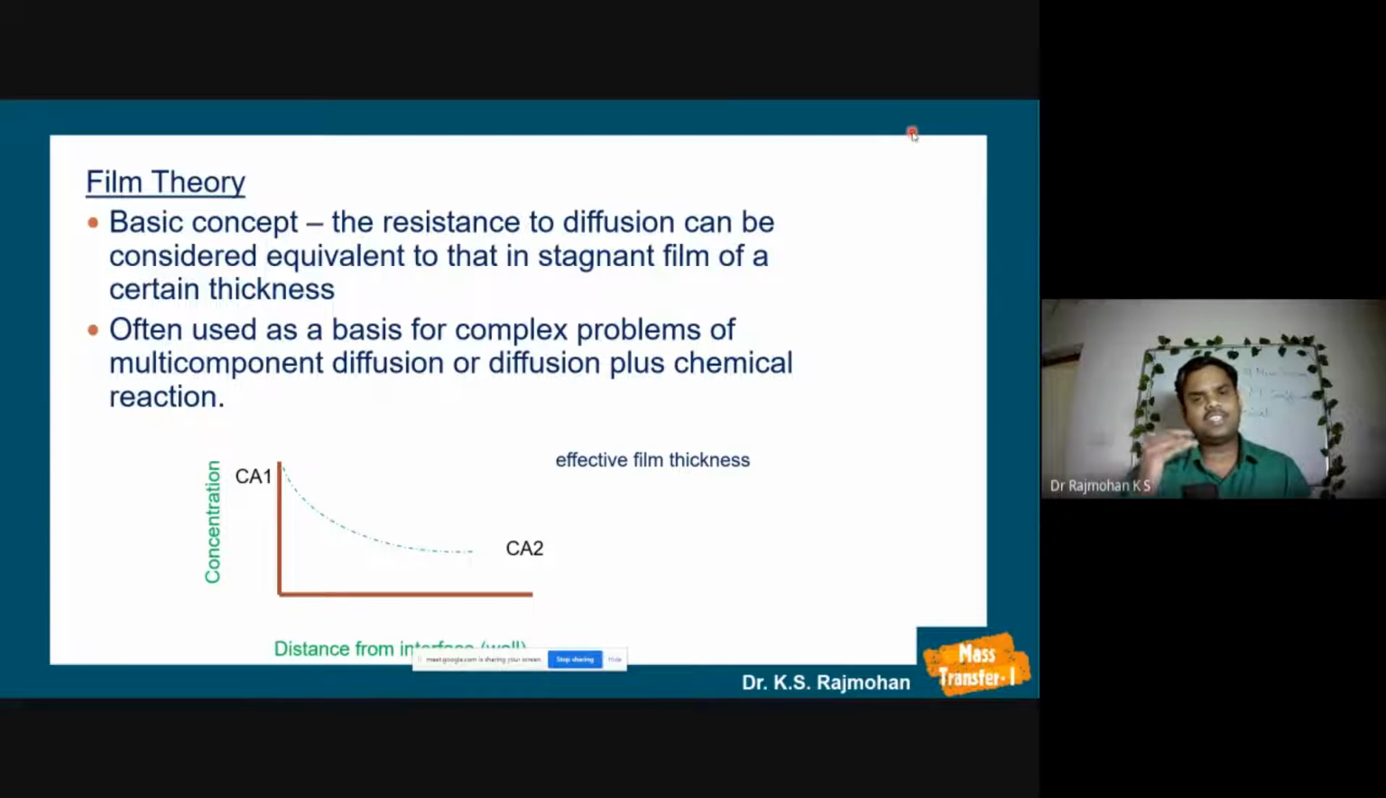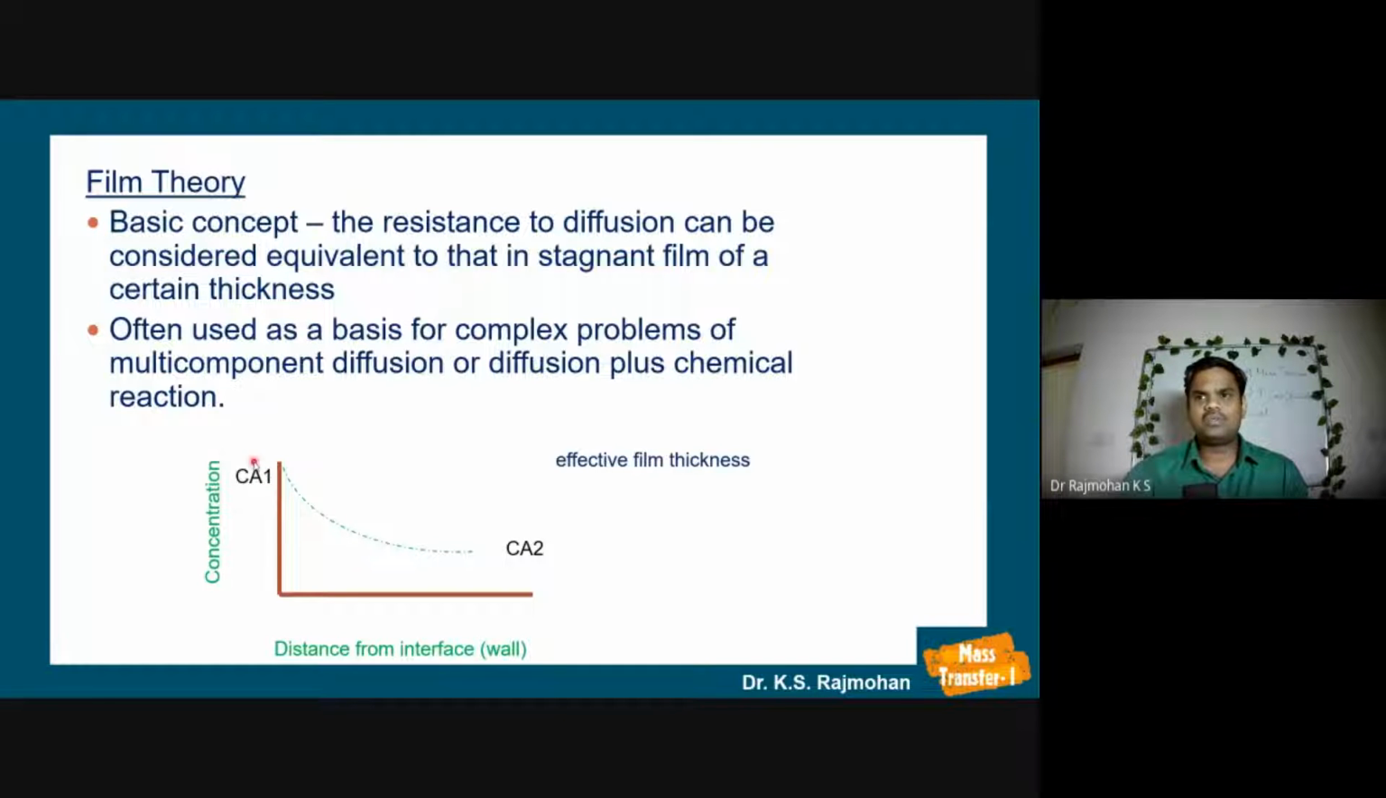And what is the concentration in the bulk? Let it be Ca2. But actual mass transfer may be taking place in this fashion. Ca1 to Ca2 may be varying from the surface interface to distance away from the interface. So we have a concentration difference, there exists a driving force, and we have mass transfer taking place.